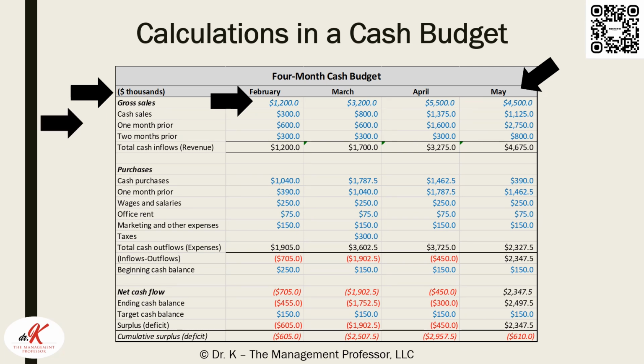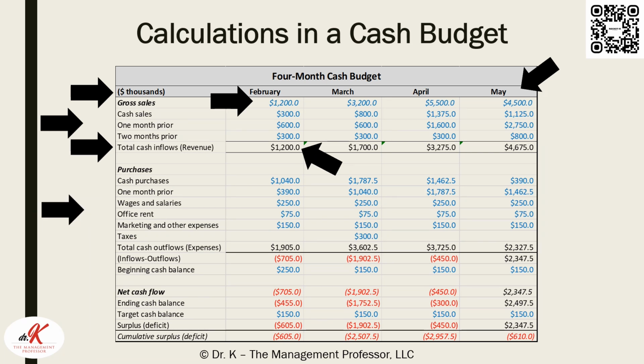This top section represents all money coming into the organization. This last line in the top section represents the total cash coming into the organization by month. Here, you can see that the $1.2 million in black font is the total of cash sales plus the prior 1 month and 2 months of incoming cash. So that calculation is $300,000 plus $600,000 plus $300,000.